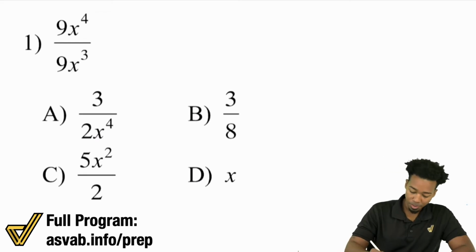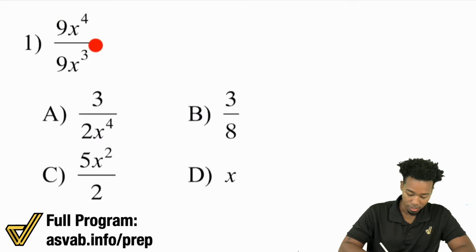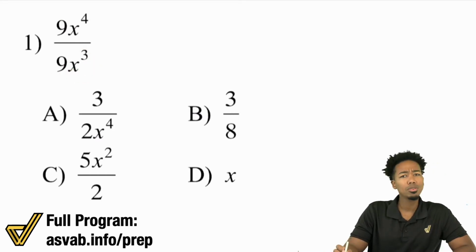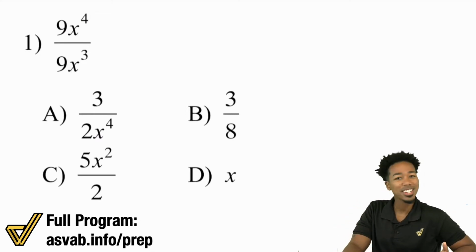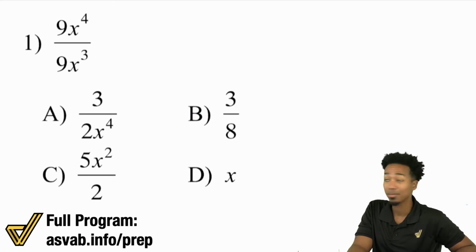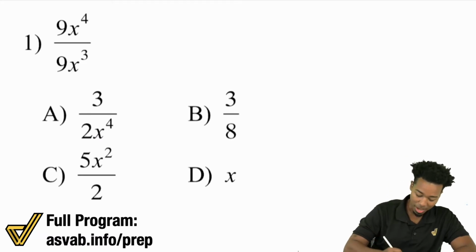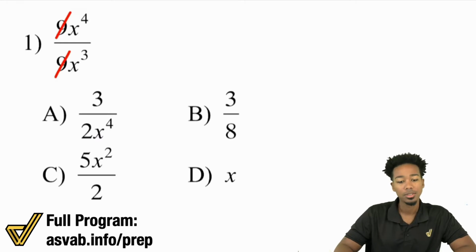So here's what you notice. Notice that we have 9x to the power 4 divided by 9x to the power of 3. Now, what's the most obvious thing that you can see that can cancel out, quote unquote? When you take a look here, you might notice that the 9 right there up top and bottom, that can absolutely cancel out. Because remember, when you have the same thing on top and bottom being divided, it cancels out, right?